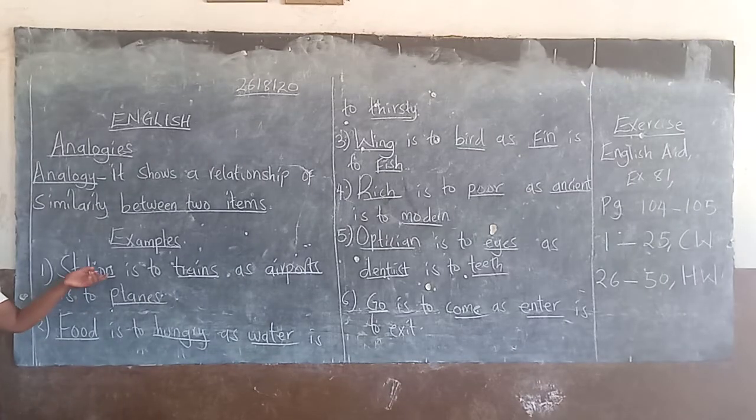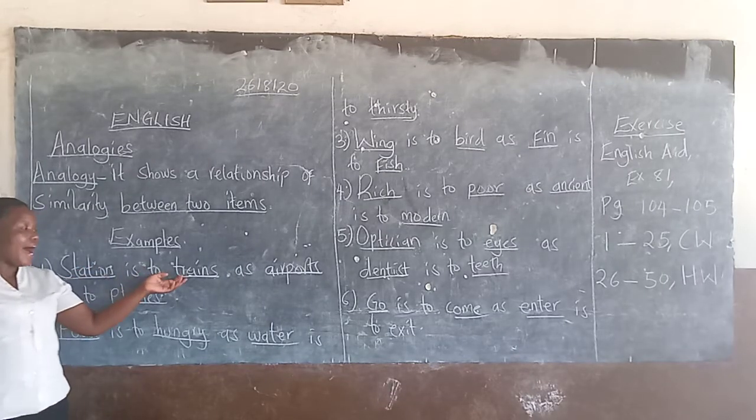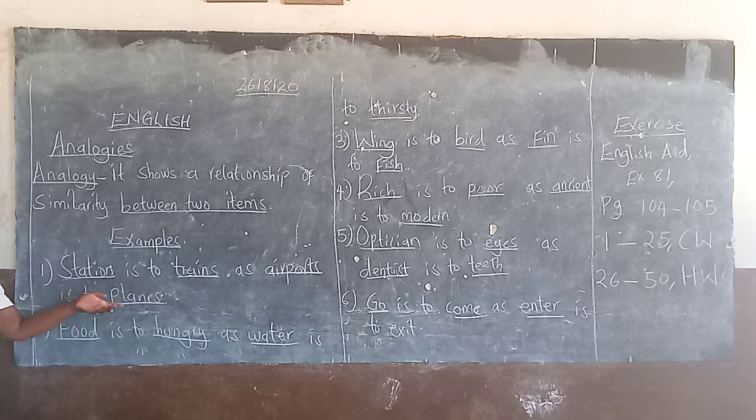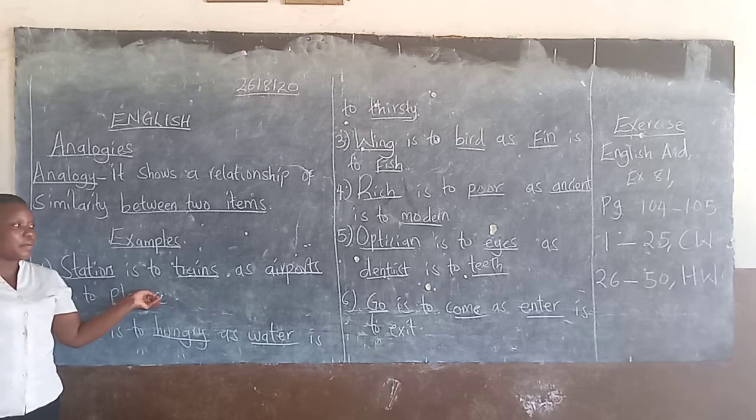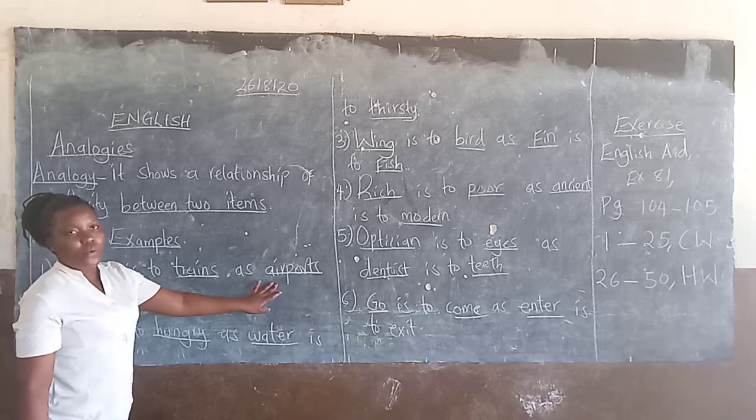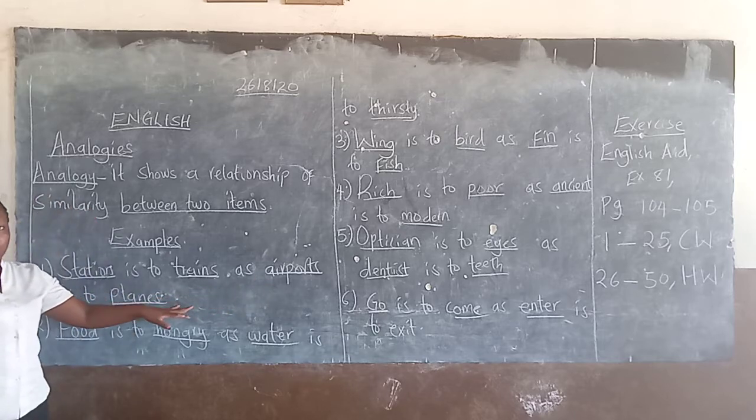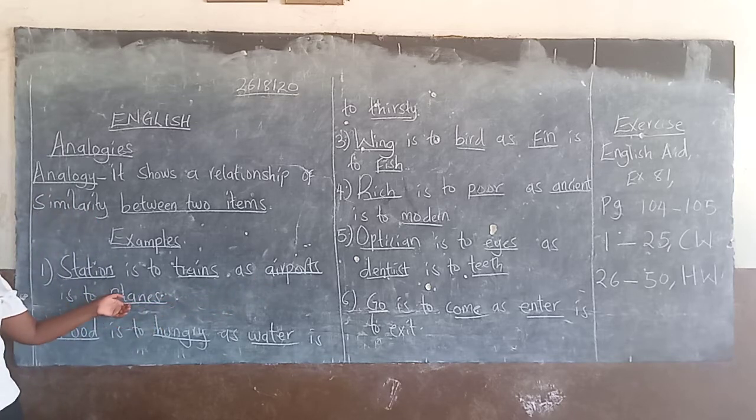Like we say, station is to train, as airport is to plane. So station, this is where trains normally park, it is like their parking area, and it is the same for the plane. So the place is the airport, where the plane can take off and also land.